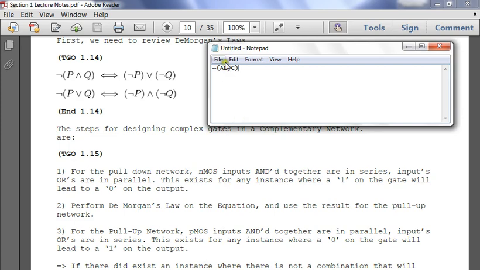So we have not, and C, right? But then we're going to have not again. So then this would be not A or not B, right?